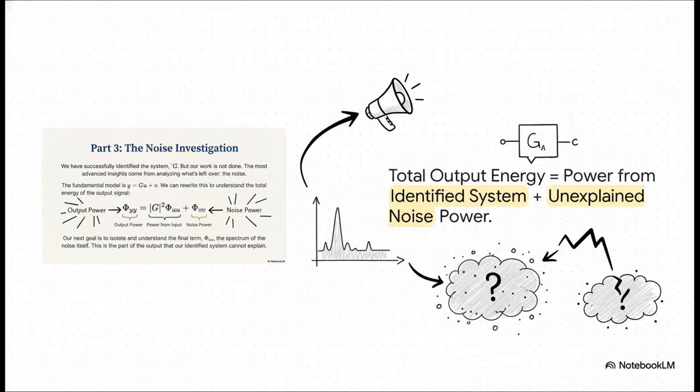The basic idea here is actually really simple. The total energy we see in the output signal is made up of two distinct parts. First, there's the energy that comes from the input signal, passing through the system we just identified. And second, there's all this leftover energy, the noise power. This is the part of the output that our system model can't explain. Our mission now is to isolate that second part, the spectrum of the noise itself.